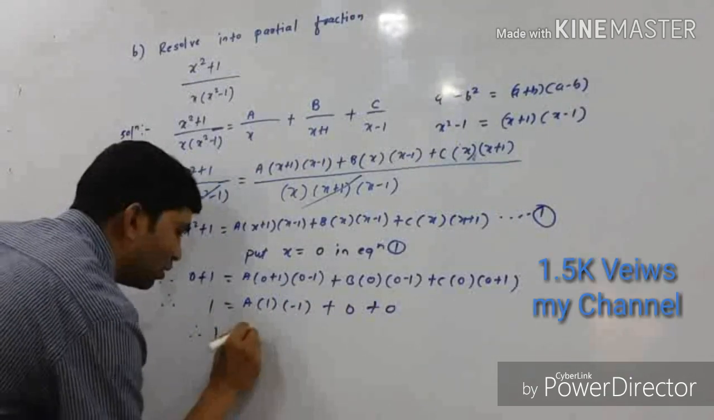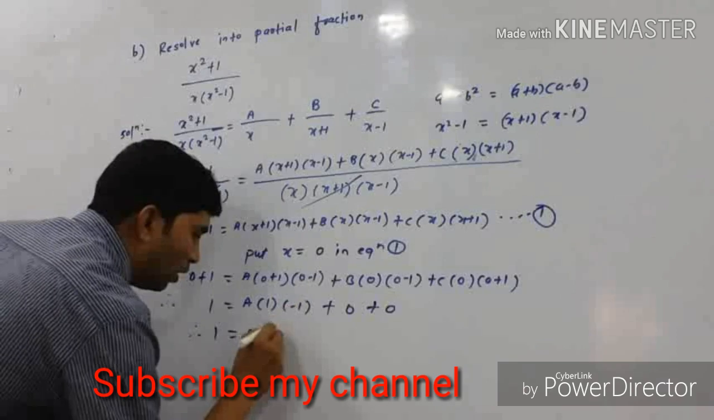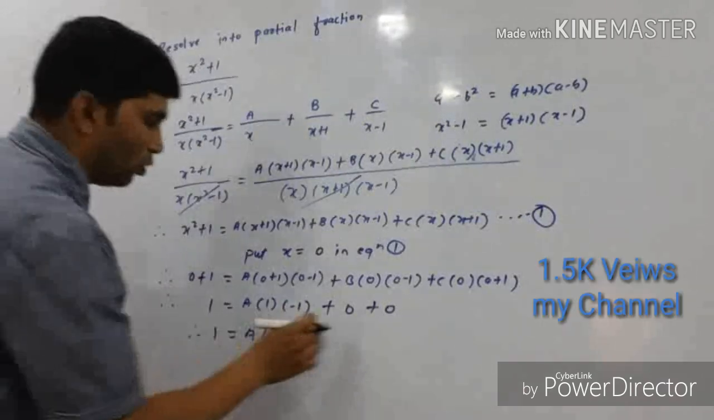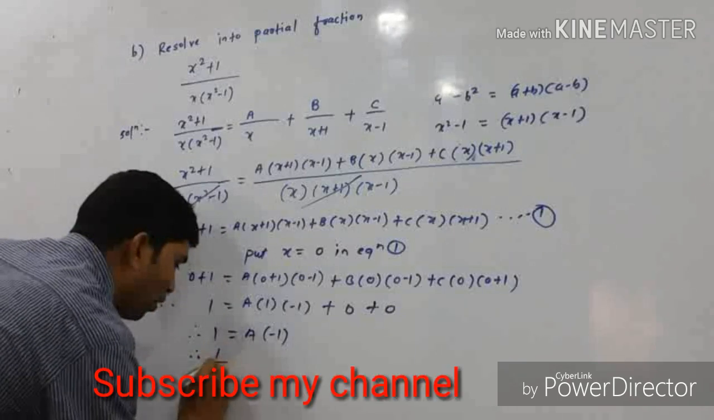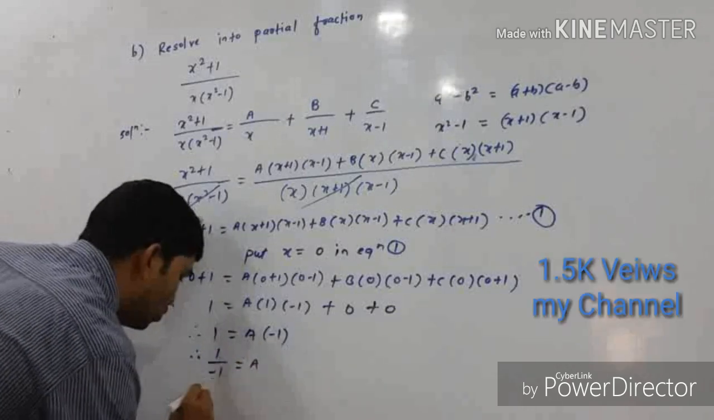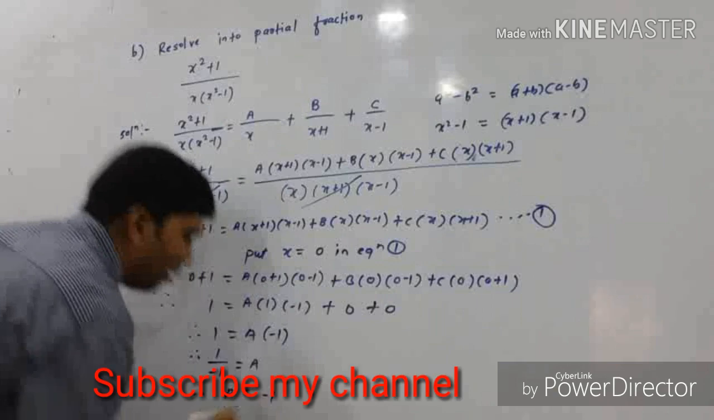So we get 1 is equal to A into 1 into minus 1. There is no need to write 0 here. So we can get 1 upon minus 1 is equal to A. So A is equal to minus 1.